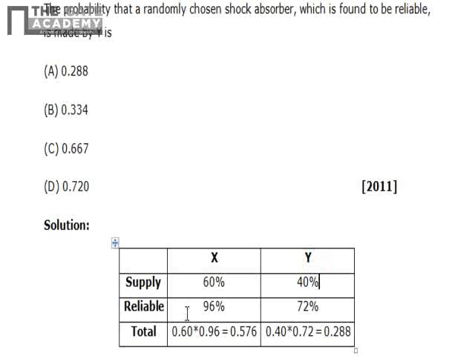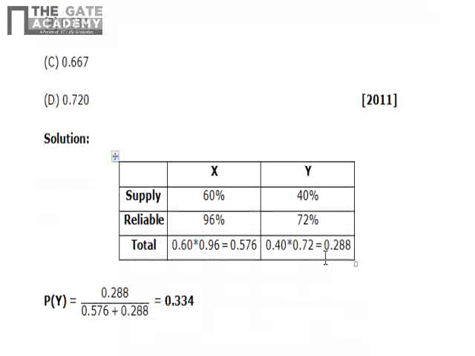you know that the X and Y types of shock absorbers are there. Supply is 60%, 40%, the reliability is 96% and 72%. So you have to multiply these two to find out the total. So the probability that a reliable shock absorber comes from X is 57.6%, and for Y it's 28.8%, that is 0.288. So if you want to find that it comes from Y, you have to divide this by the total of these two. So 0.288 divided by 0.576 plus 0.288, you'll get 0.334.